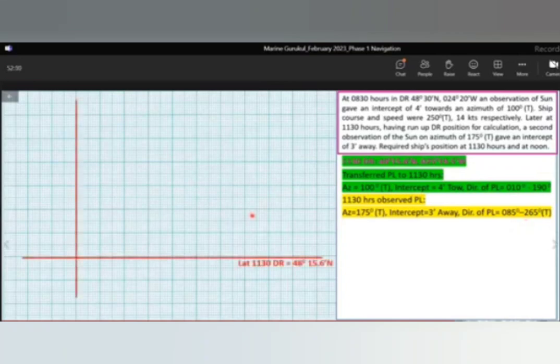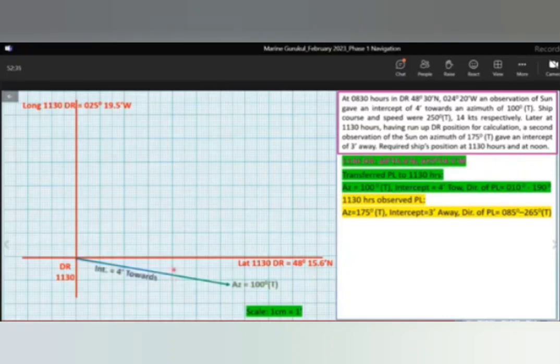You can see on your screens the DR position being identified. This is the latitude of DR, this is the longitude of DR. So let's first plot the transferred PL. We take a scale of 1 centimeter representing 1 mile. This is the azimuth of the transferred PL. We mark off this intercept, which is 4 miles towards. This becomes the ITP, and through the ITP we draw the transferred PL represented by 2 arrows at each end.